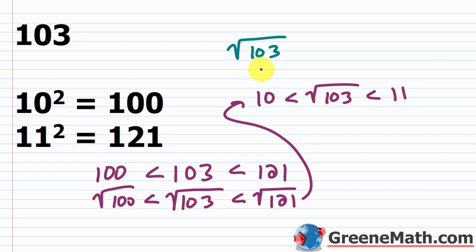If you're lucky and you can use a calculator and you punch this in, you would get about, and I'm going to round this to the nearest hundredth, and we haven't talked about that yet, but I'm just going to put 10.15.